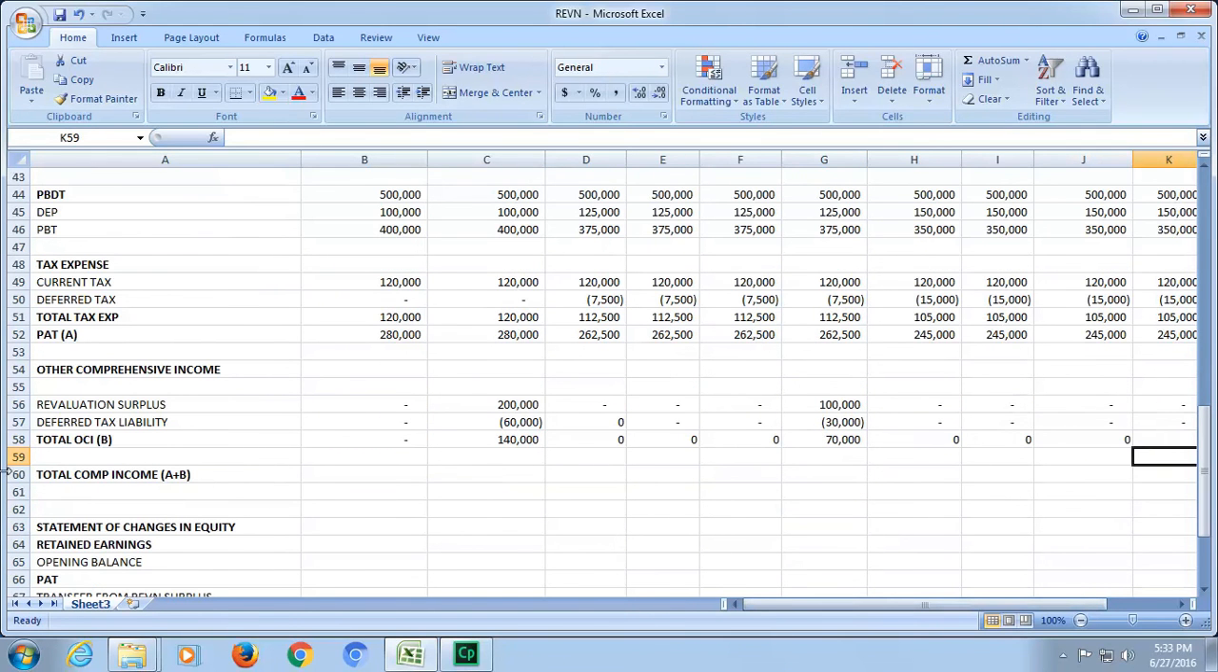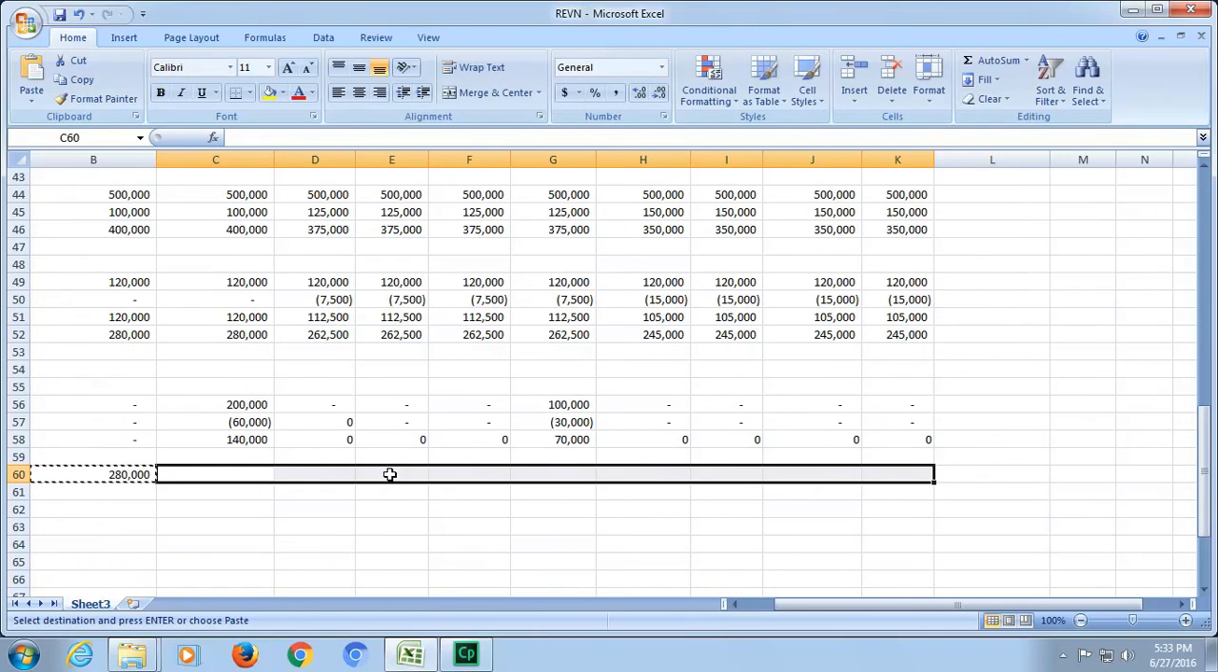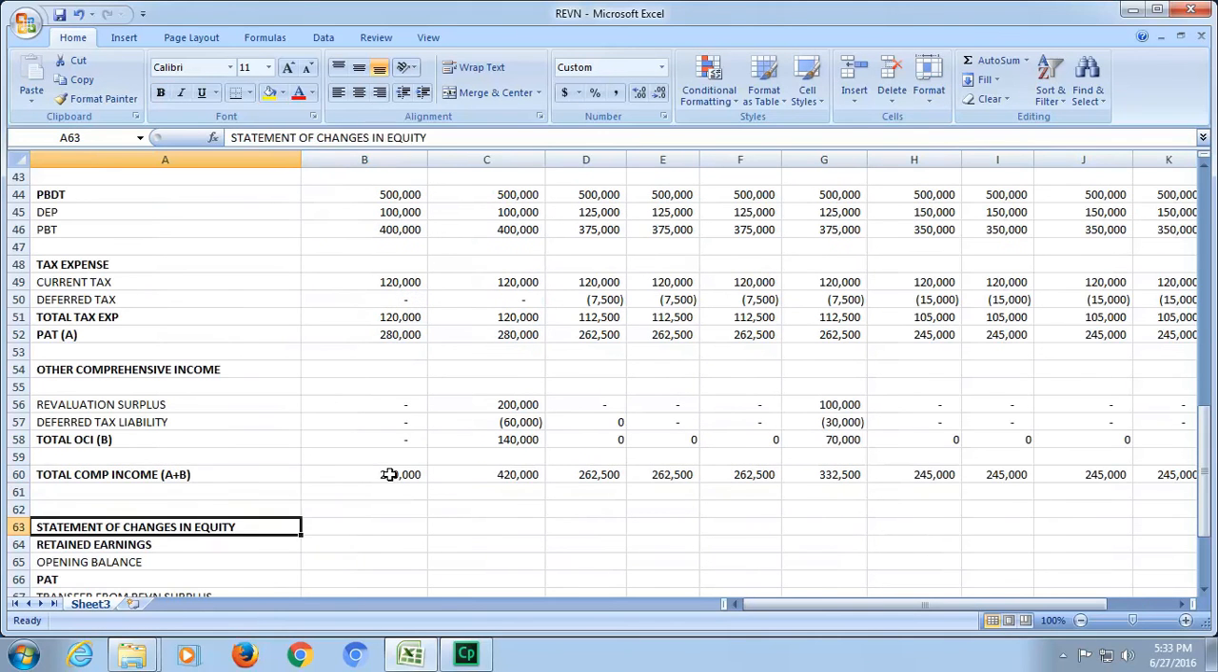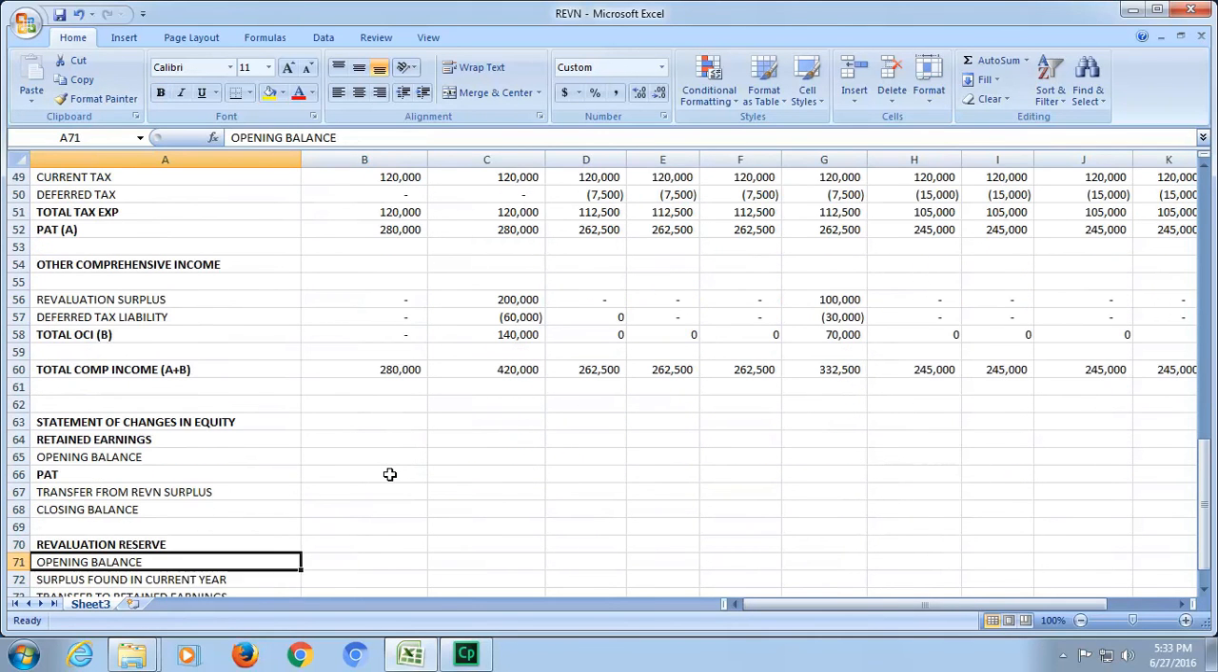So now we come to total comprehensive income. This is the other comprehensive income, 1,40,000, 70,000. This is after tax. Now total comprehensive income would be sum of PAT plus the other comprehensive income. Now we come to statement showing changes in equity. If you see the format here, we are taking first retained earnings. It will consist of opening balance, profit after tax for the current year, transfer from revaluation surplus if any, and then closing balance.